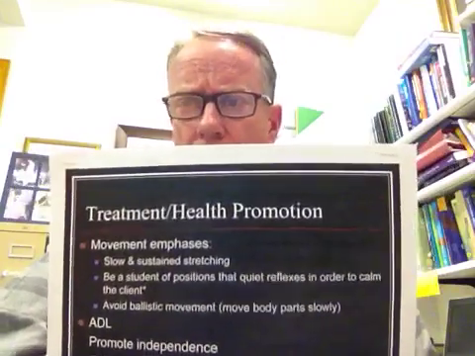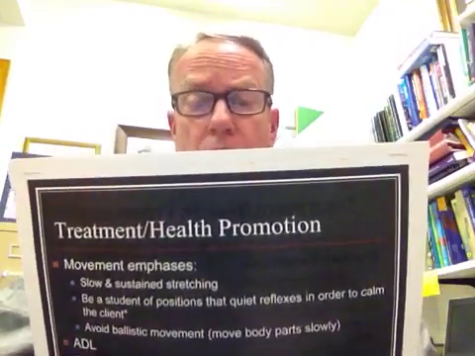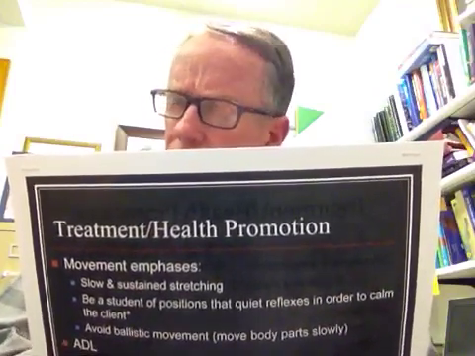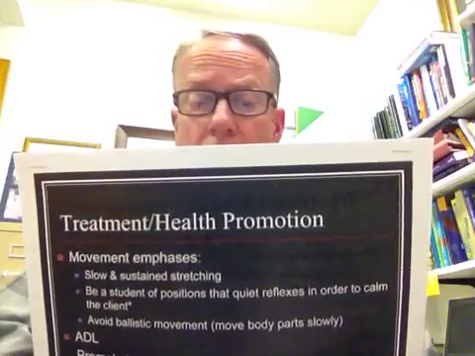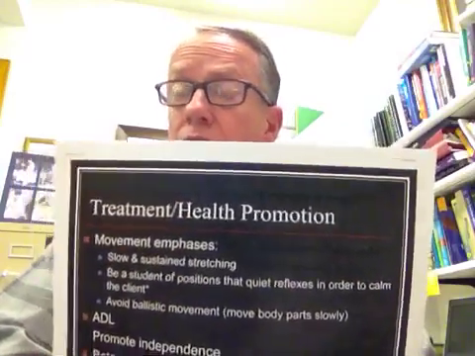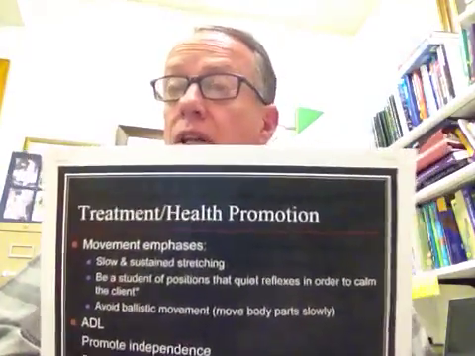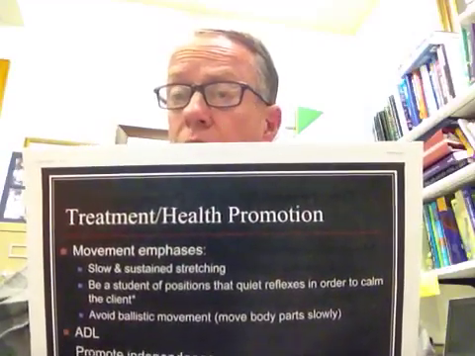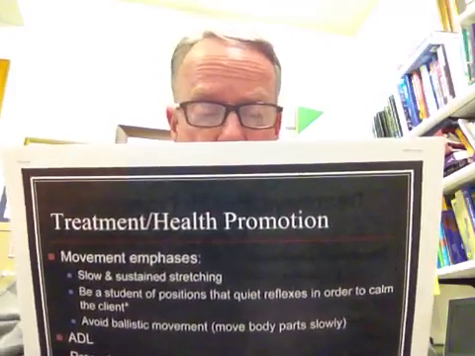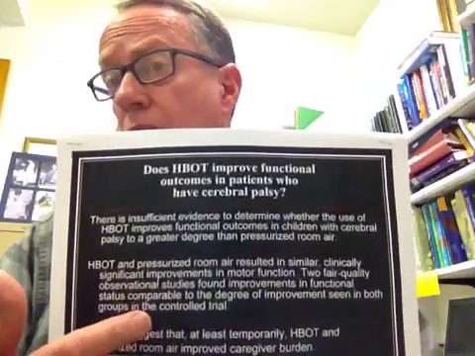How do we help our clients with cerebral palsy? Slow, sustained stretching. Quiet the reflexes, so no ballistic activity. That's contraindicated. Slow movement. Avoid ballistic movement. Promote independence through increasing efficiency of activities of daily living. The use of Botox to reduce the volume of muscles that are driving unwanted activity or leading to spasticity. And then there's some indication, though it's very controversial, about whether hyperbaric treatment reduces symptoms, and at this point the jury's out on that.